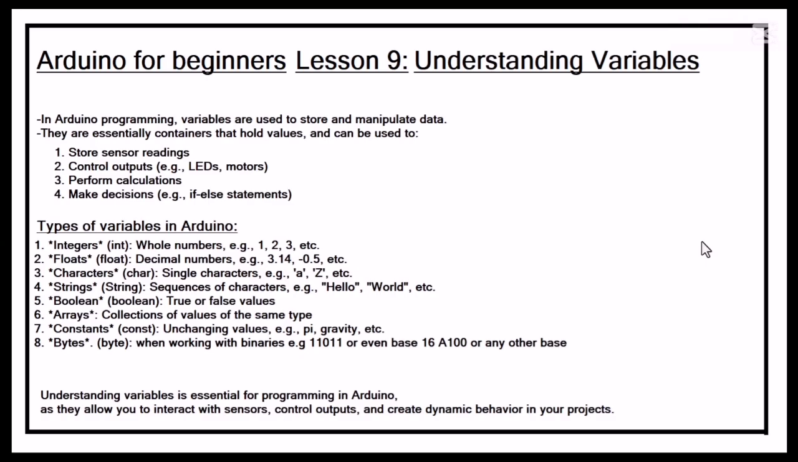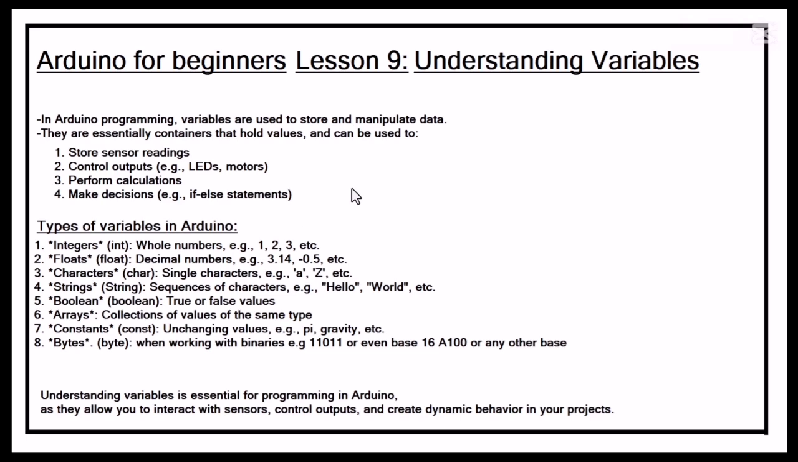Okay, so in Arduino programming, variables are used to store and manipulate data. They are essential containers that hold values. These are just a few examples: store sensor readings, control outputs, e.g. LEDs and motors, that are given whatever value that you've selected and what action to be performed. They can also be used for performing calculations and making decisions, e.g. if statements.